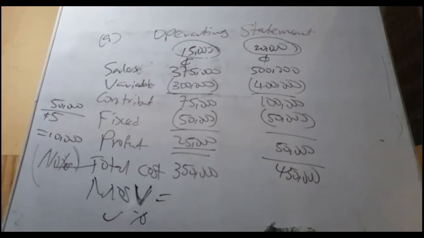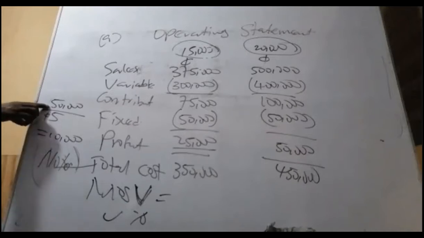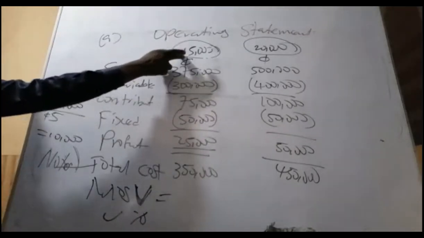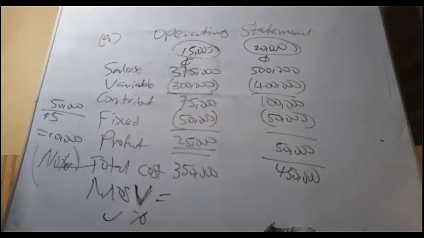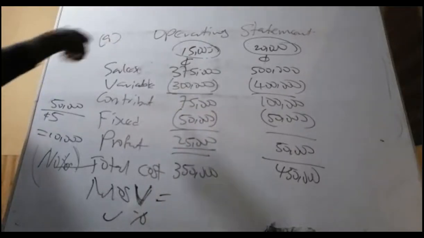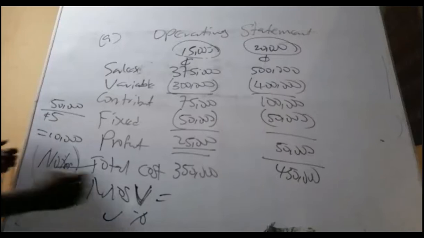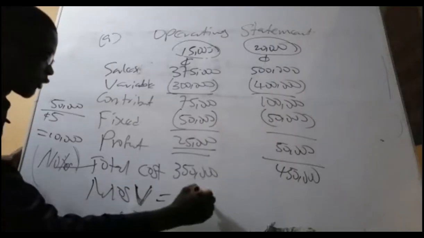The selling price was 25. Variable cost was 20. Making contribution of what? 5. Fixed cost is 50,000. So therefore, break-even unit is what? 10,000. So if I'm here, what is the margin of safety in terms of units? Just 5,000. Agreed. Then 5,000 times 25 will give us 125,000. So here I have 125,000.